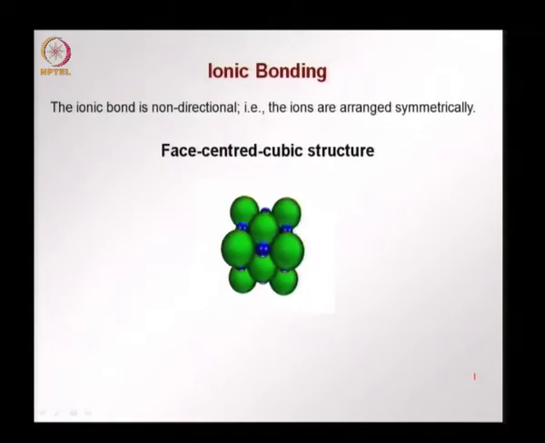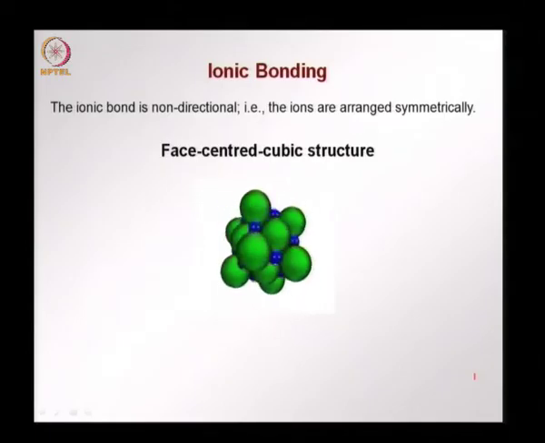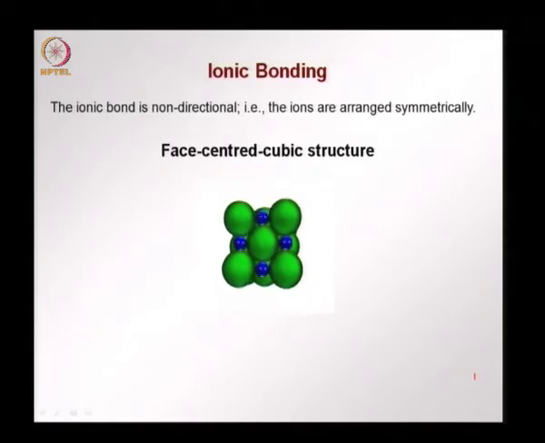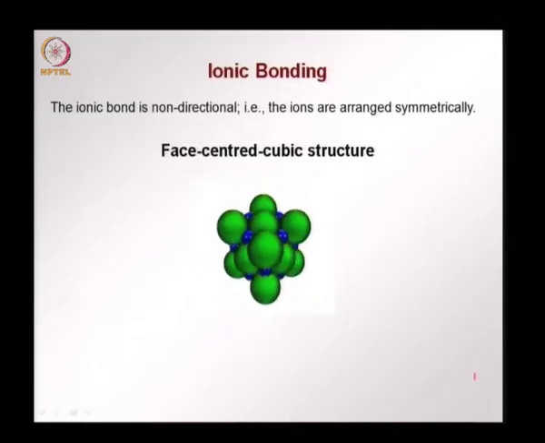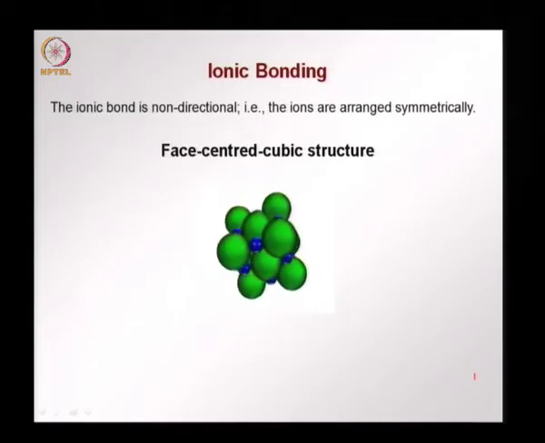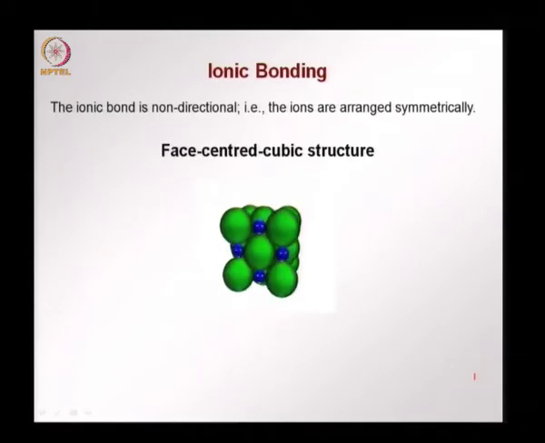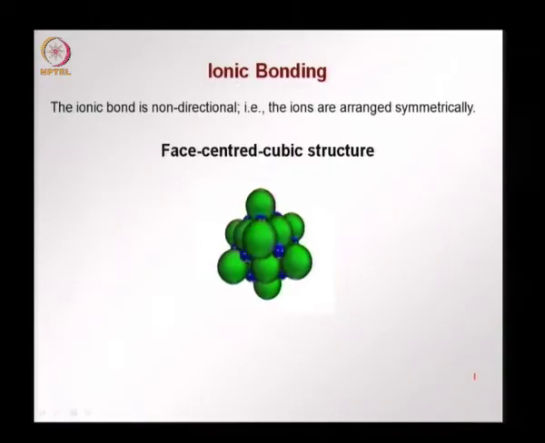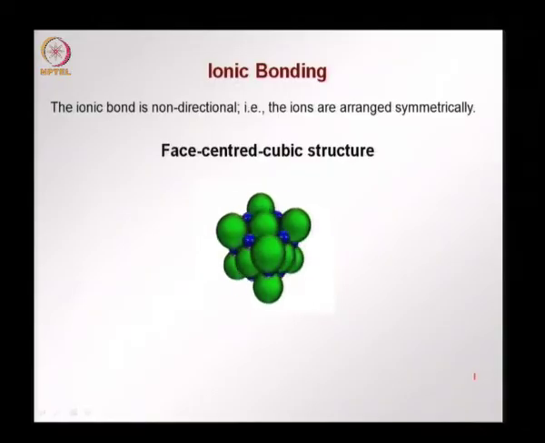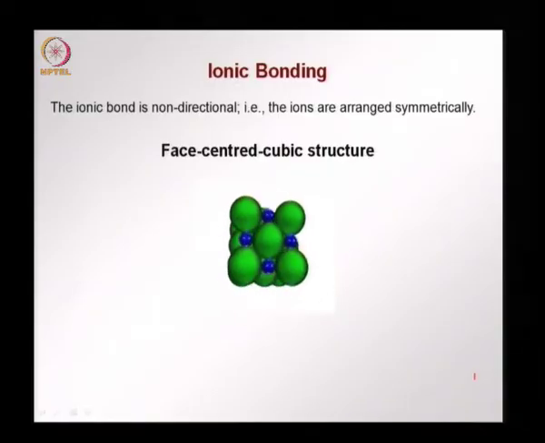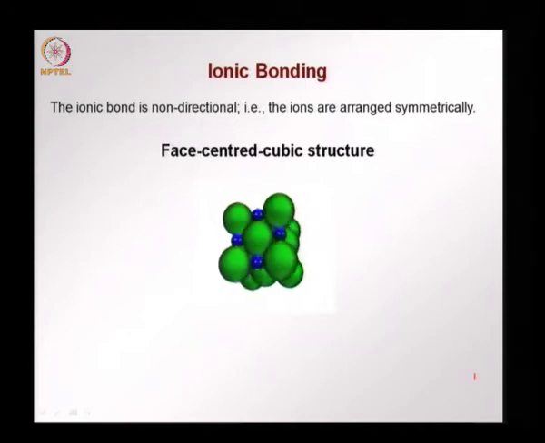Another feature of the ionic bond is that it is non-directional. The ions in the ionic bond are arranged symmetrically. That is, there is no preferential direction of growth of materials that are bonded with ionic bond. You see the same structure in all directions, for example, in this face centered cubic structure.